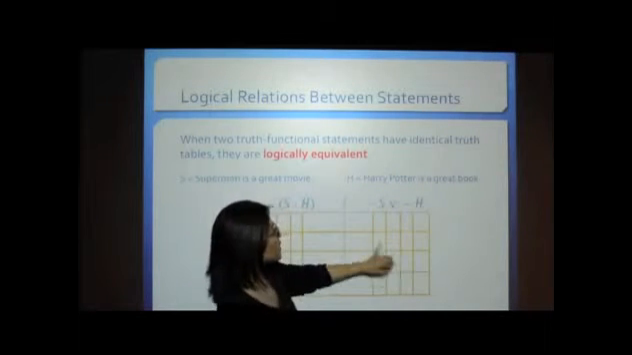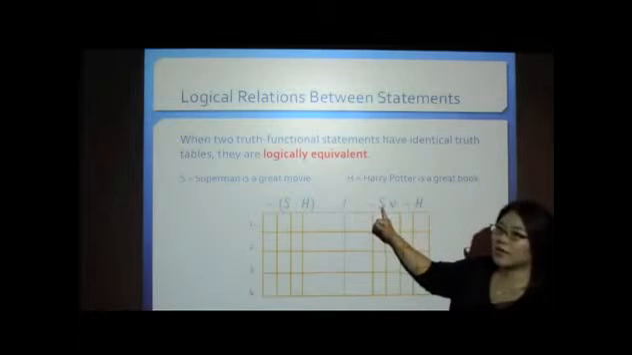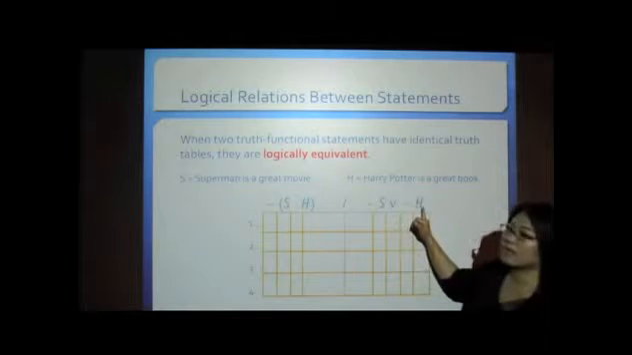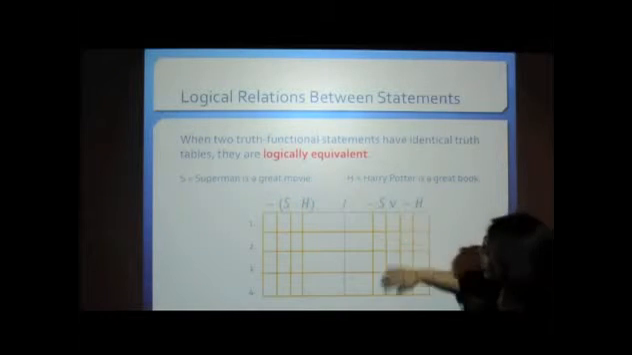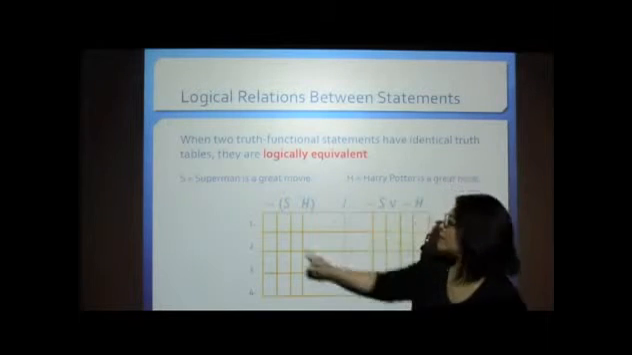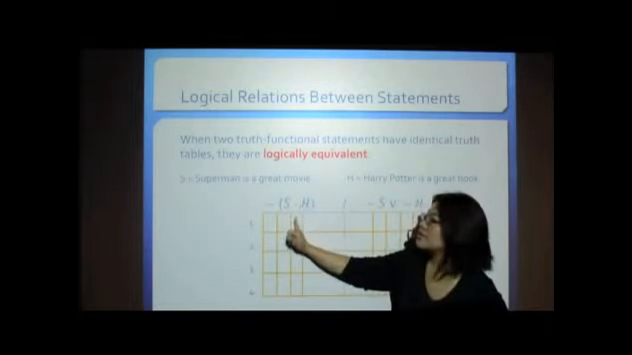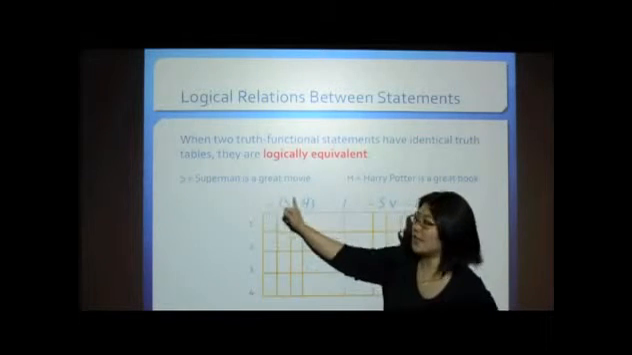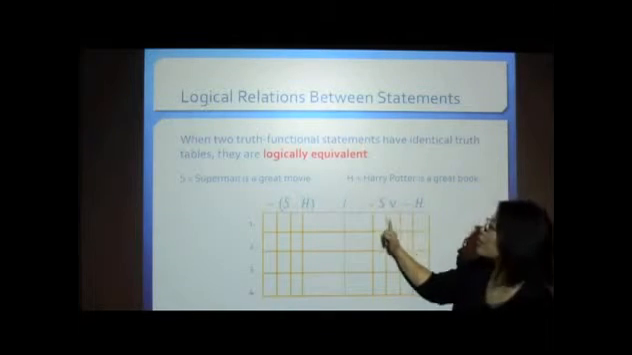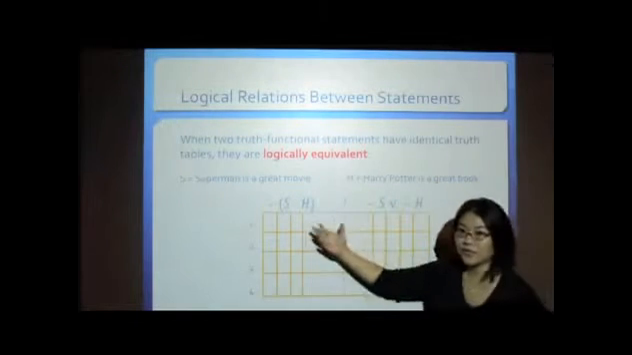And this statement says, it is not the case that Superman is a great movie, or it's not the case that Harry Potter is a great book. So we're going to compare these two statements. Notice that they are structurally different. This is a negation with a conjunction inside the parentheses. So this is a negation that is negating a conjunction. And this is a disjunction with negations as its main components. So they are structurally different statements.